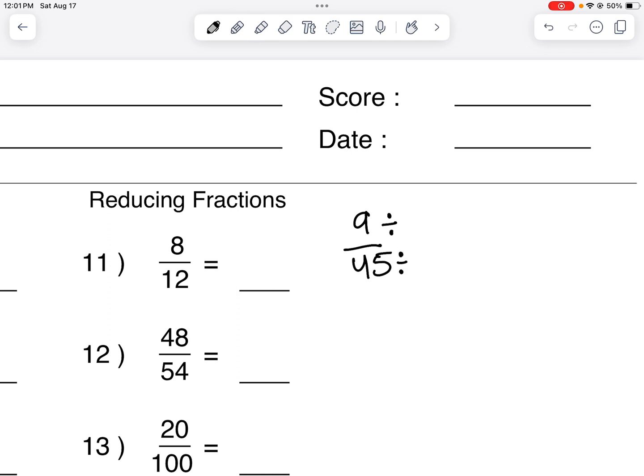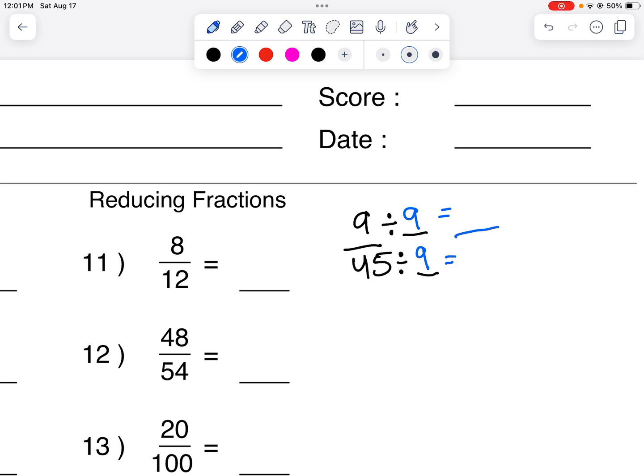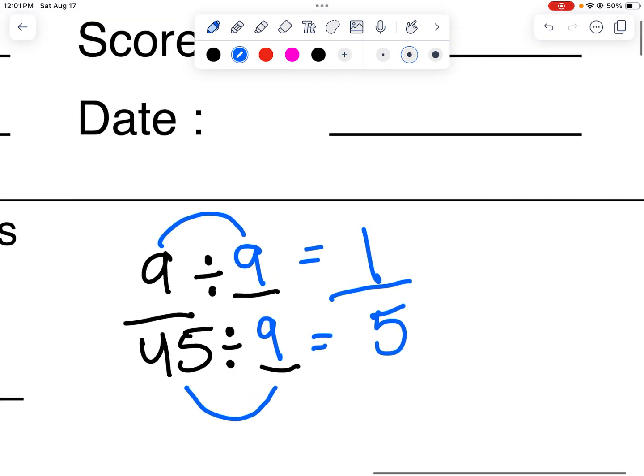Okay, and now I'm going to think, what number can I divide 9 and 45 by that is the same number? So if I think about my math facts, I know that I can do 9 divided by 9 and get an answer, and I can also do 45 divided by 9 and get an answer. So I'm going to go ahead and divide both of those now. So 9 divided by 9 is 1, and 45 divided by 9 is 5.